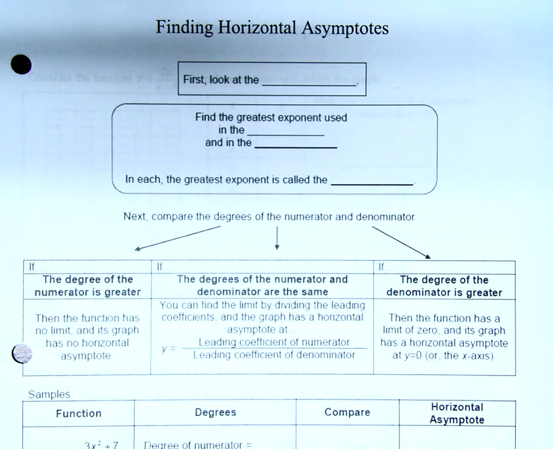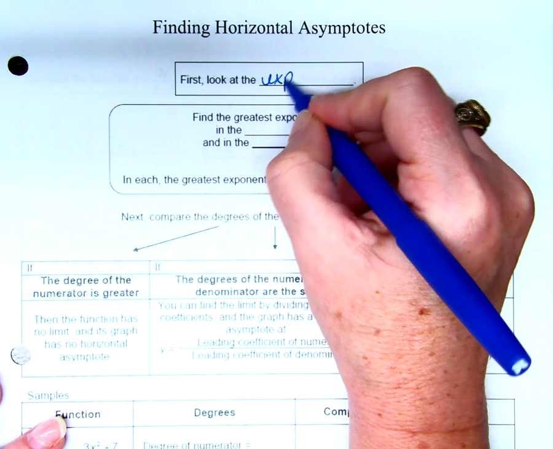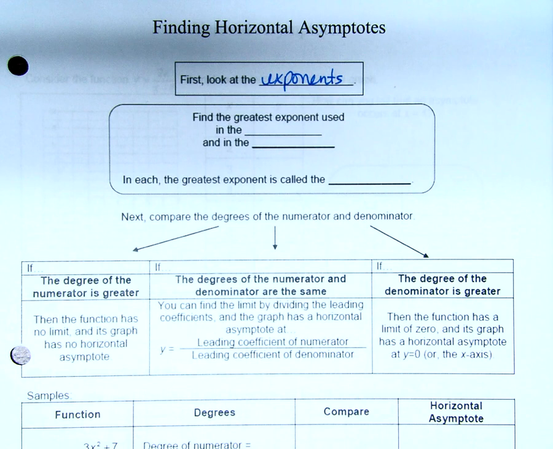These are the rules for finding horizontal asymptotes if you're just given an equation. Because if you're given a graph, what can you do? Yeah, look, right? You can look with your eyes to find the asymptote. But if you're given just an equation, the first thing we have to look at is the exponents. That's where we have to look first, okay?